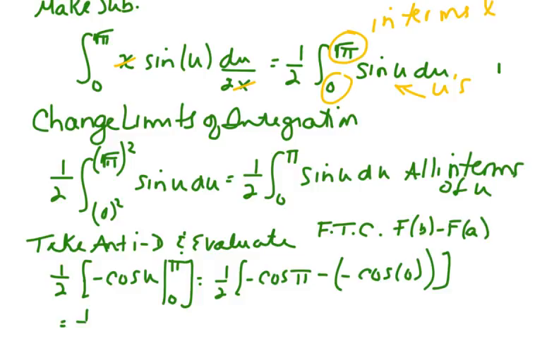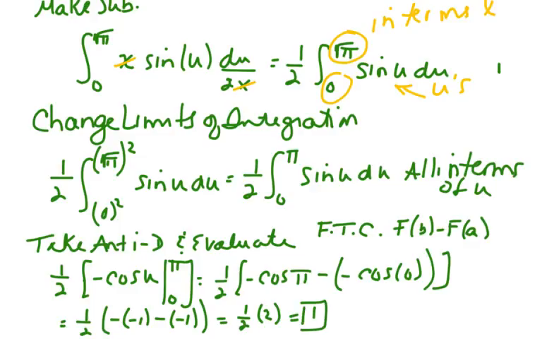hopefully you remember your trig rules, and this becomes negative the cosine of pi, which is a minus 1, and minus cosine of 0 is minus 1. Hopefully we keep our signs straight, and you end up with 1/2 times 2, and the answer here is simply 1.